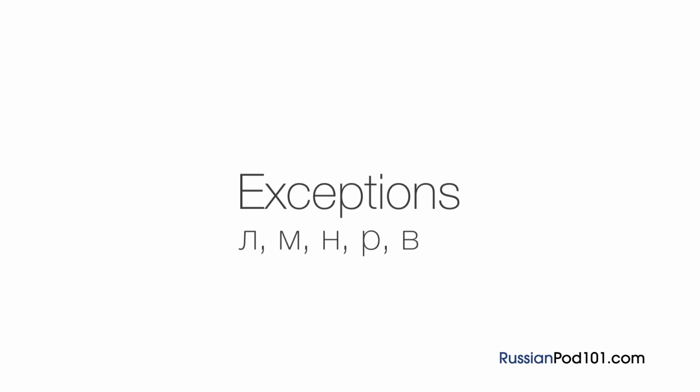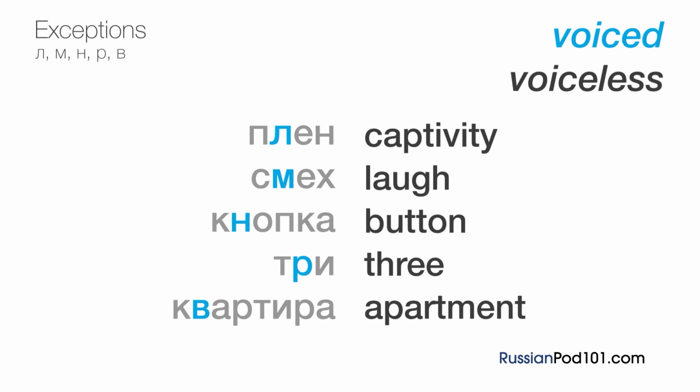Some letters, however, have no effect on a preceding consonant's voicing. Notice how all of these voiced letters do not make any of the preceding voiceless consonants become voiced. Л. Пл. Плен. М. См. Смех. Н. Кн. Кнопка. Р. Тр. Три. В. Кв. Квартира. Remember that these are the exceptions. Voicing rules will apply for all letters except these 5 specifically.